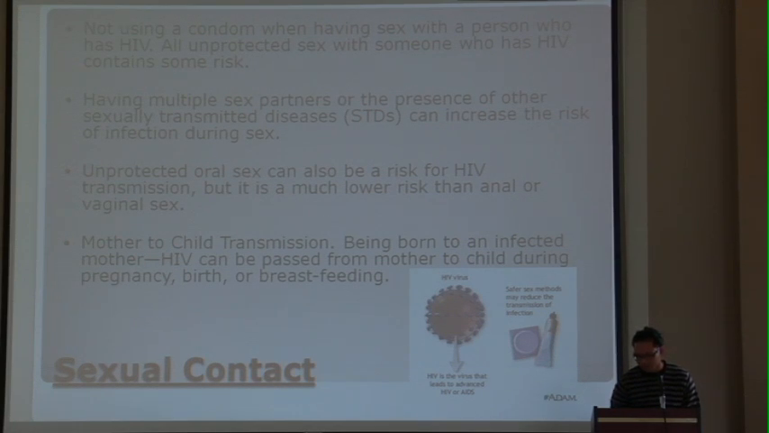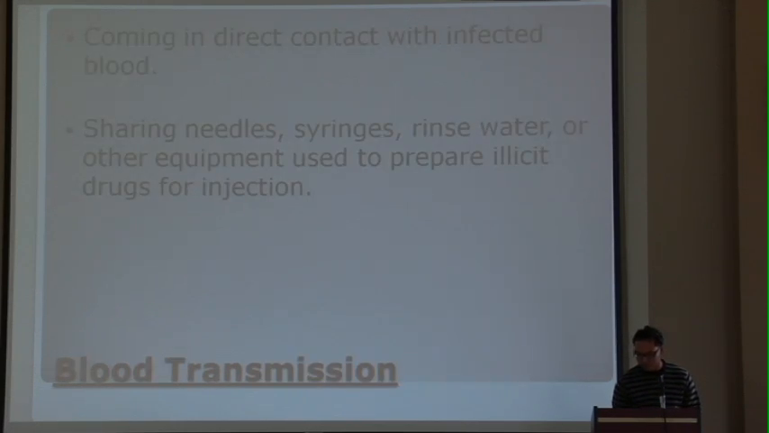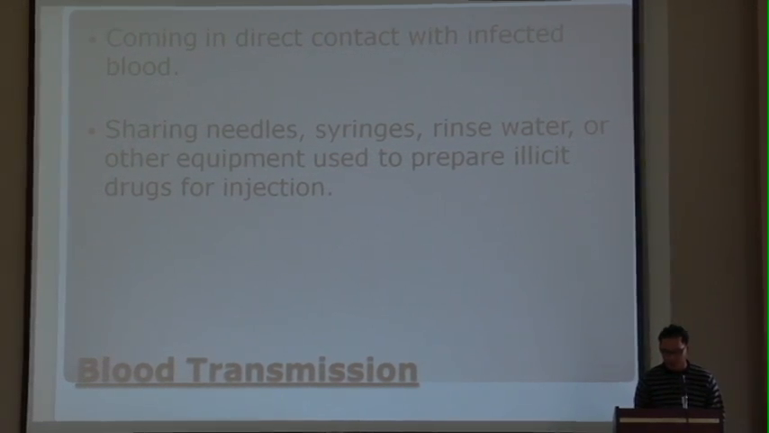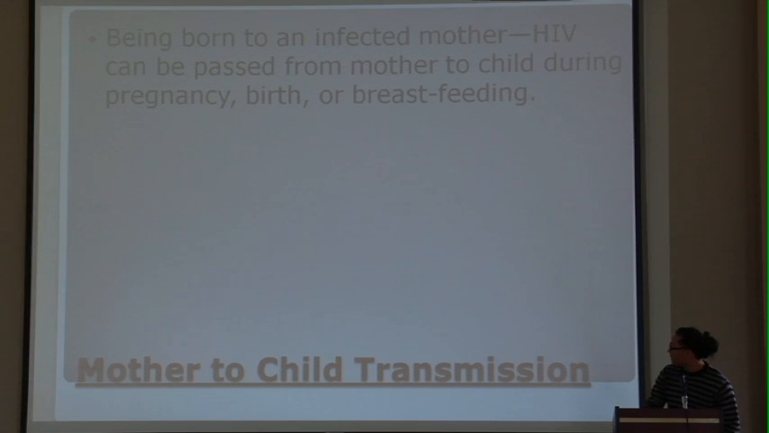Next slide. So the second form of transmission was blood transmission, meaning you come into direct contact with infected blood from an HIV positive person. This includes sharing needles, syringes, accidental needle sticks in a hospital, things of that nature. Next slide, please. And third was the mother-to-child transmission. HIV can be passed from mother to child during pregnancy, birth, or during breastfeeding.